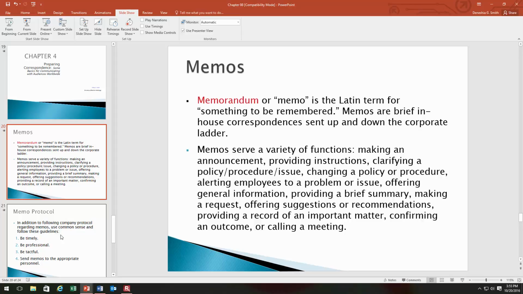If you have your book nearby, turn to page 135. If you need to pause this and get your book, do that, because I want us to go through and look at an example of a memo. Hopefully you have your book ready now, and we're on page 135 in the textbook. That is an example of a standard memo format. We see what it looks like.